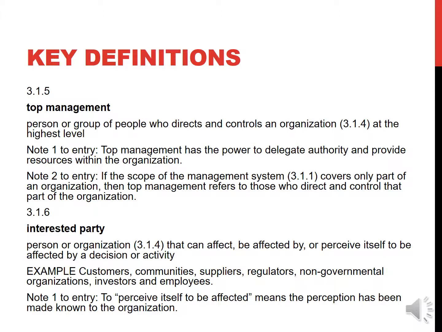Some examples of interested parties are customers and communities, suppliers, regulators, non-governmental organizations, investors, and employees. This is interesting on note 1 because to perceive itself to be affected means that the perception has been made known to the organization. The perception doesn't exist unless the organization knows about it. You can't just assume that you are affected by something that this organization is doing, and that's your perception. That perception doesn't exist in the eyes of the organization unless you make it known to them.